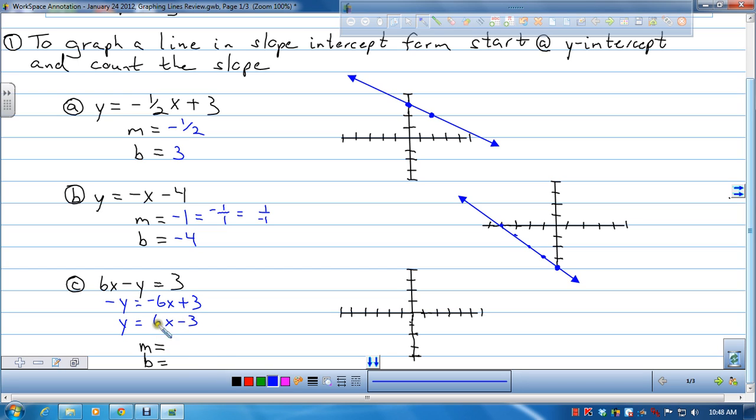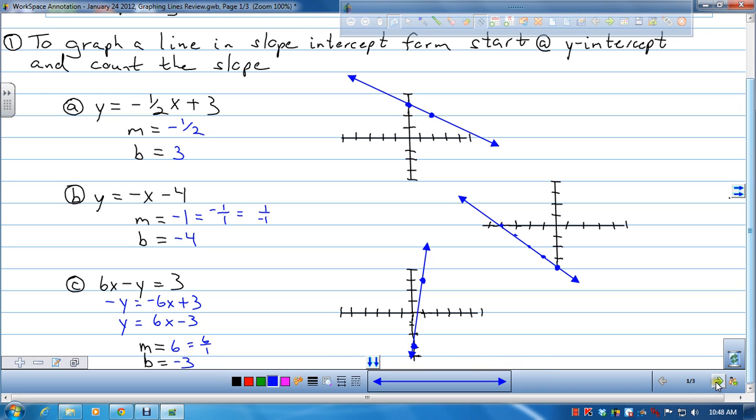First thing I see is that my slope is 6, which is 6 over 1. Y-intercept is -3. Graph that. 1, 2, 3. Apply my slope. Up 6. 1, 2, 3, 4, 5, 6, and over 1. Go graph my line. Take a stab and say it's about right there. That's not bad. Not terrible.